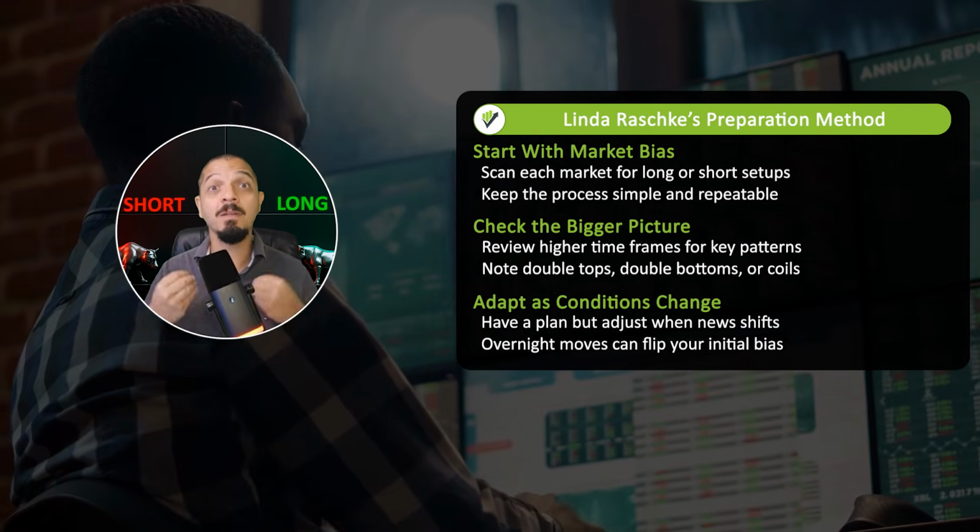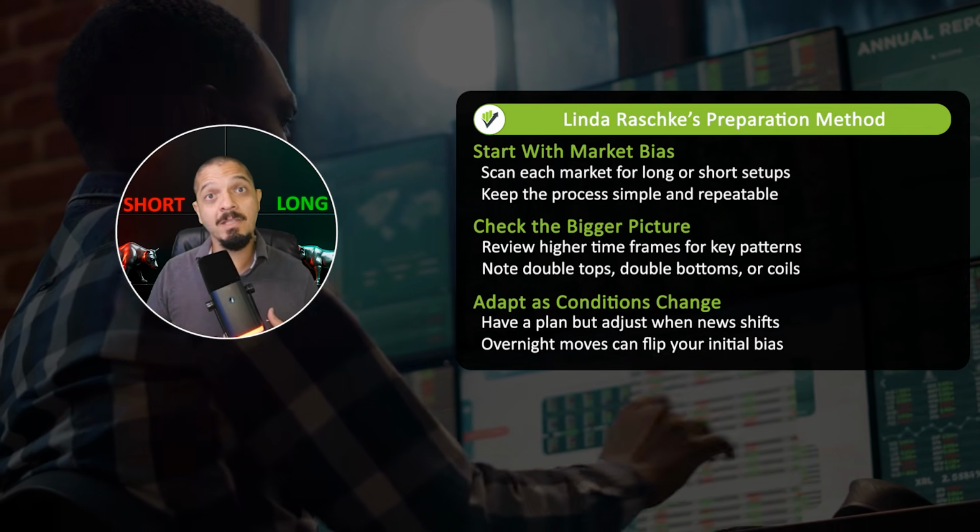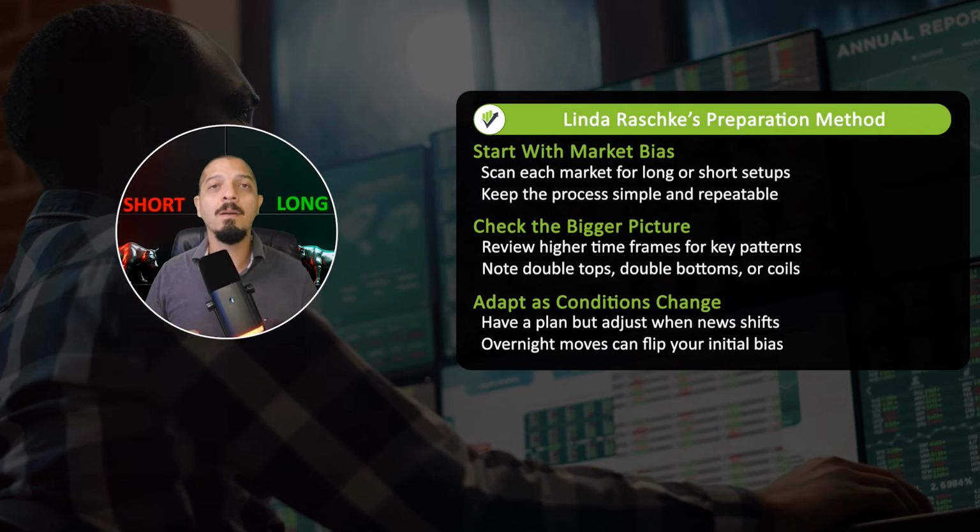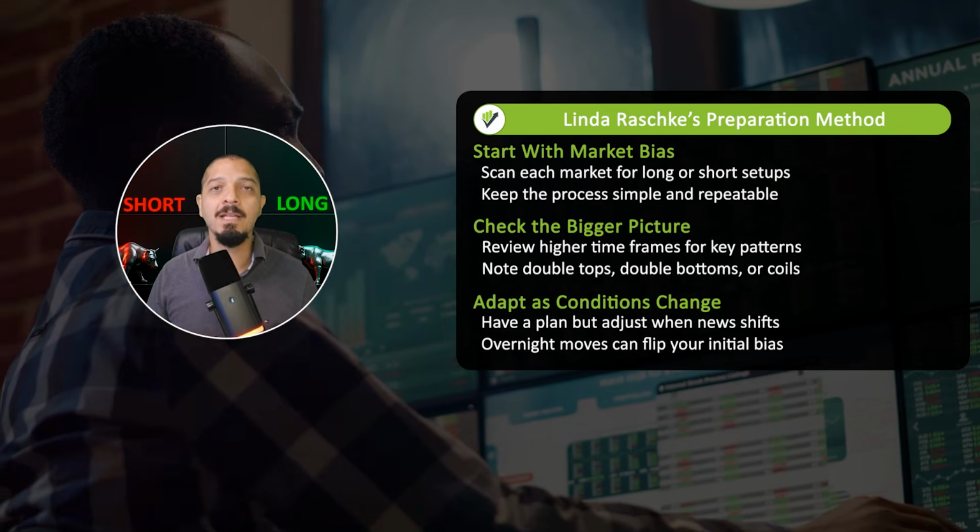she shares how she prepares for the trading day. Notice how she keeps her process simple, repeatable, and always aligned with what the market is actually doing.